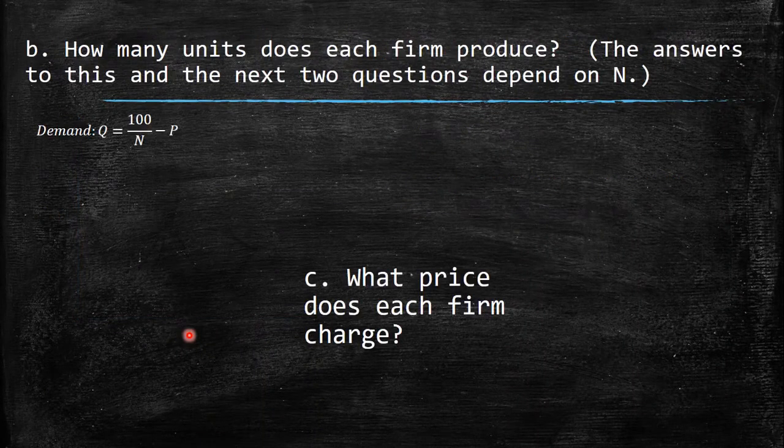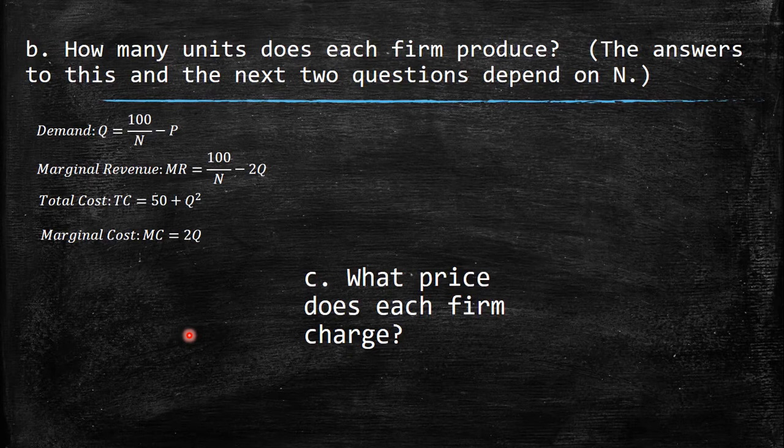Okay, so then the question is how many units does each firm produce? The answers to this and the next two questions depend on n. Naturally it will depend on n, because it's a constant, but at this time we don't have any fixed value, so we're going to keep our n in our equations. So we have our curves again. Remember, the condition of every firm is that the marginal cost should be equal to the marginal revenue. So you take the marginal cost, which is going to be 2Q, and the marginal revenue should be this one, right?